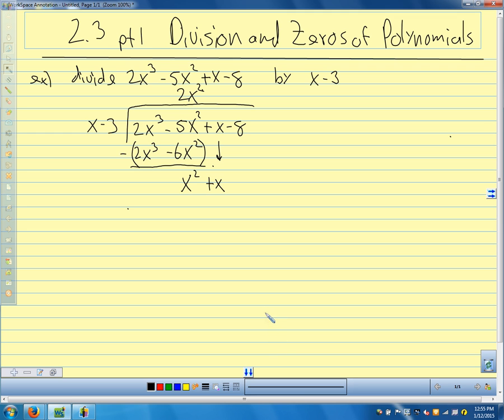And now I say, what do I have to multiply x by to get x squared? x. And I write that up here. And then I multiply this by both of those. So I get an x squared minus 3x. And put parentheses, and I'm subtracting. x squared minus x squared, that goes away. That's why we do this. x minus negative 3x is 4x. And I bring the 8 down, the negative 8.